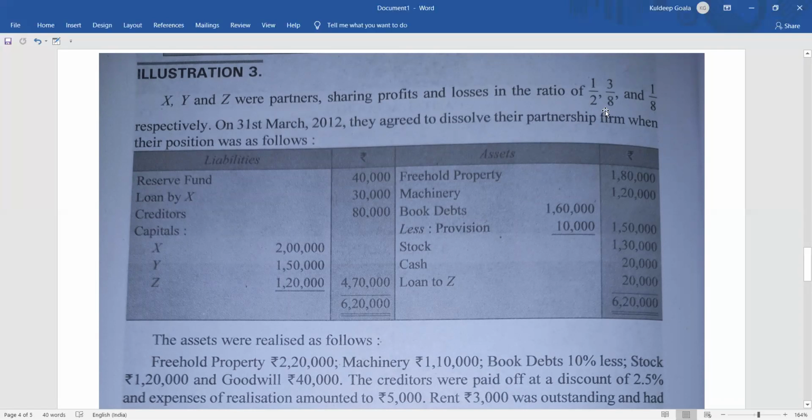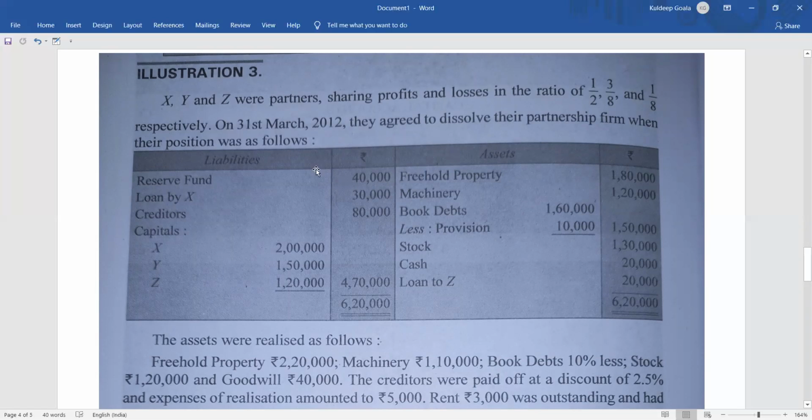So how will you make it? For 1/2, the denominator will be 8. So 2 into 4 is 8, right? So into 4 in the denominator, so into 4 will be the numerator. So it will be 4/8. So 4/8, 3/8, 1/8. So the ratio is 4:3:1, right? 4:3:1. Then coming to the continuation of the question, on 31st of March 2012, they decided to dissolve the business.